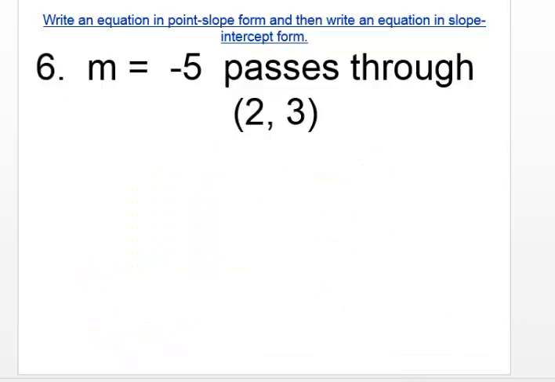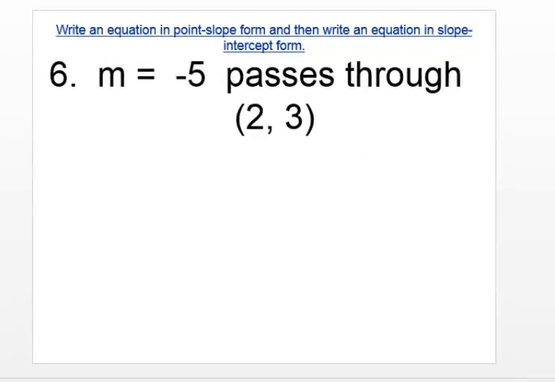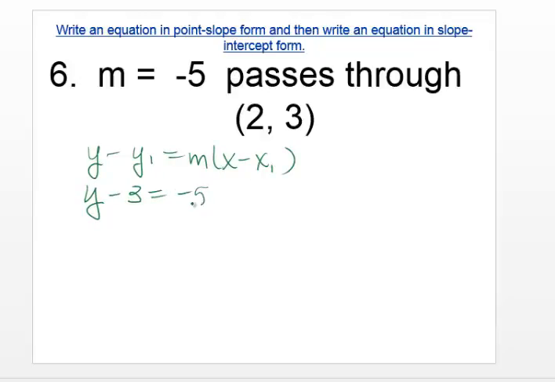Next problem. I'm given the slope of -5 and my point is 2, 3. So y minus y1 equals m times x minus x1. So I have y minus 3 equals my slope of -5, x minus 2. This is my point slope form. I'm done. I don't need to simplify it any further.